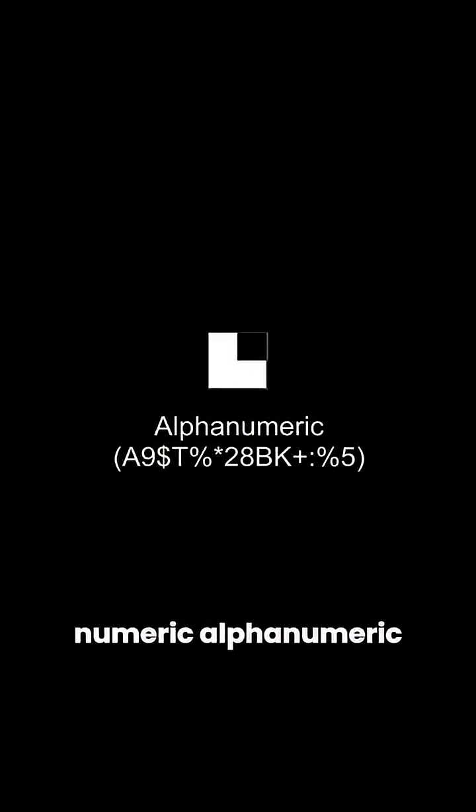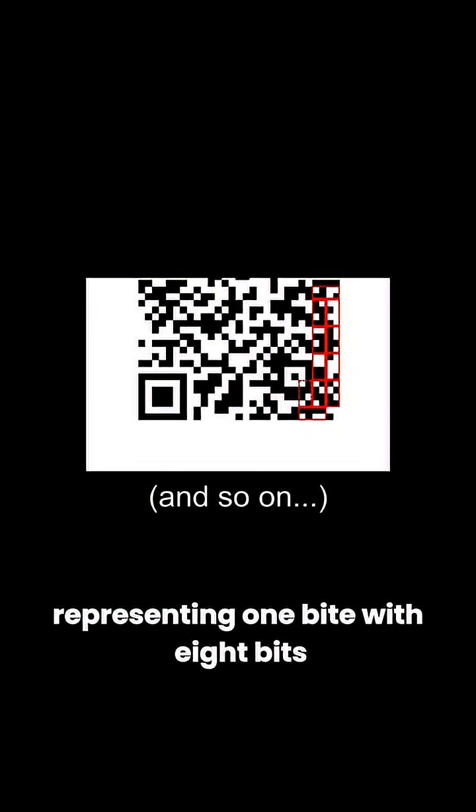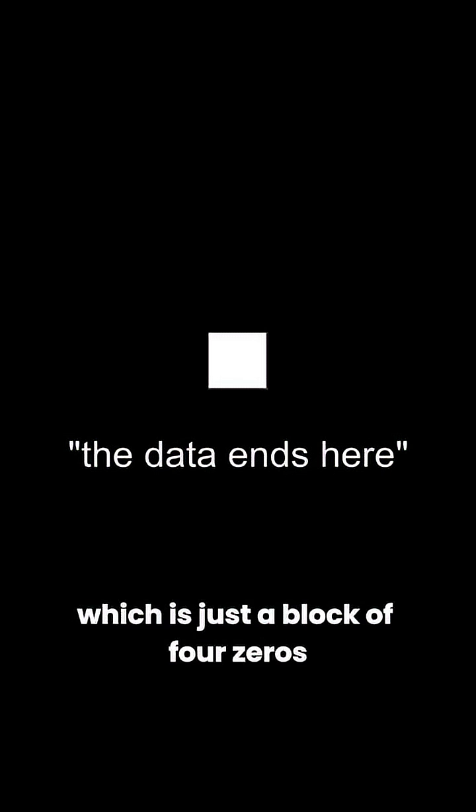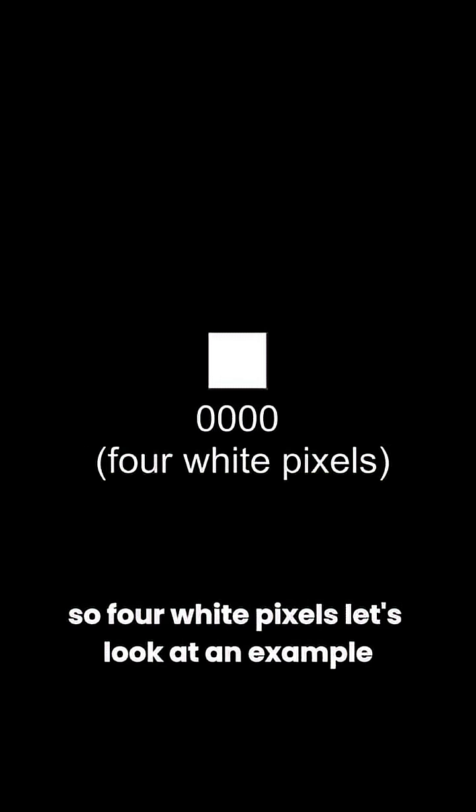The first 4 pixels stand for the type of data: numeric, alphanumeric, binary, or kanji. After that, it's filled up with 4x2 blocks representing 1 byte with 8 bits, until you get to the end message block, which is just a block of 4 zeros, so 4 white pixels.